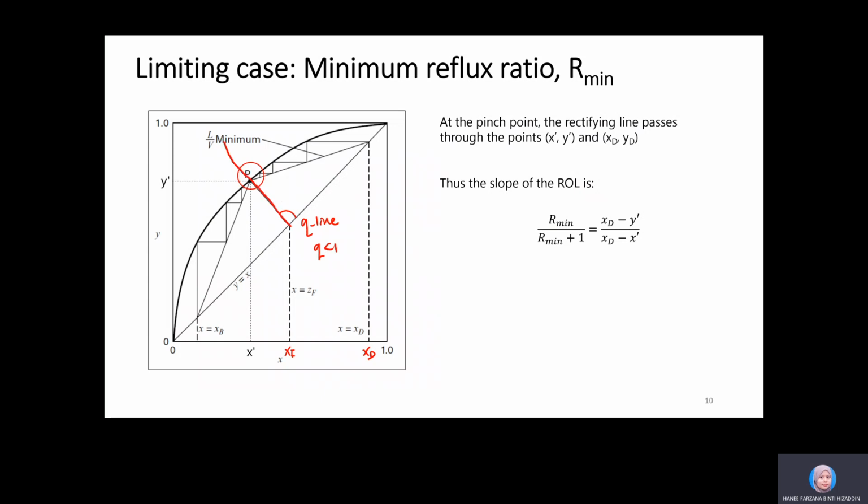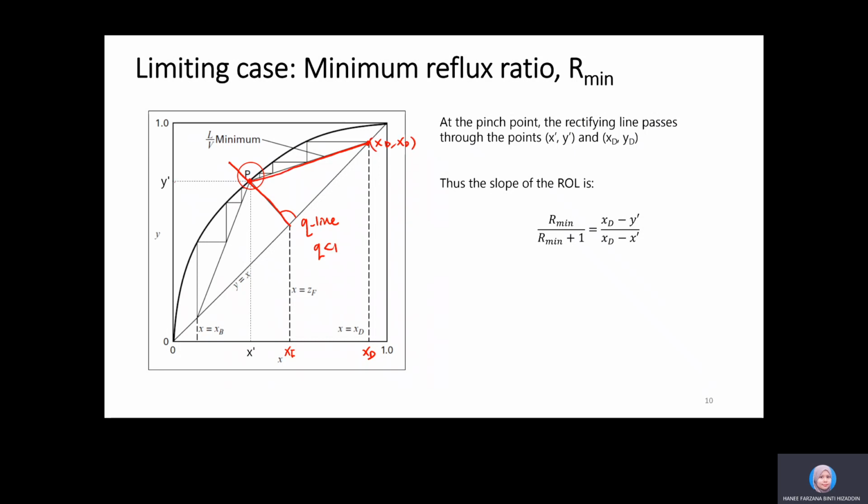So where the Q line touches the equilibrium line here is where your ROL reaches the maximum or minimum slope just now. Okay, so this is the limit that you can move the ROL. So from this you can calculate the minimum reflux ratio here. Okay, here is your XD, right? So from XD, first of all, you draw the Q line. Okay, so where the Q line touches the equilibrium line, you mark that point. So from that point, you draw another line so that it touches the XD line. This is your ROL line.